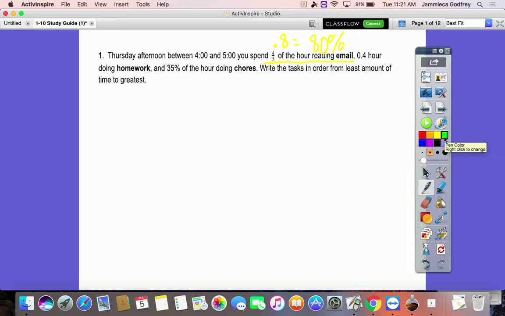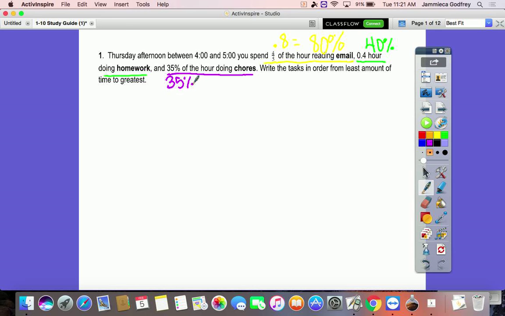Okay? On the next one, it says 4/10 of the hour was spent doing homework. Well, 4/10 as a percent, going from a decimal to the percent, you're going to move your decimal 2 places to the right, and that will give you 40%. And finally, we have 35% on chores. This is already in percent, so there's nothing that we have to change on this one.